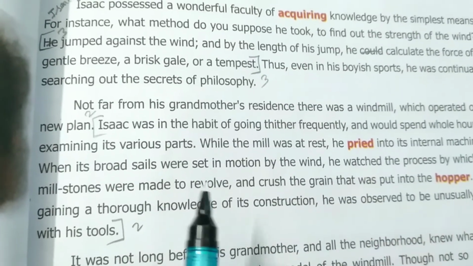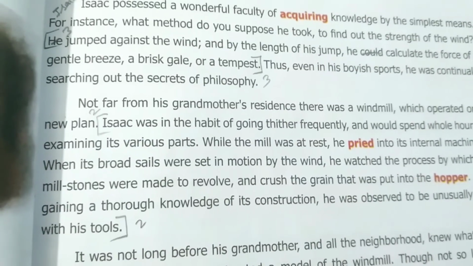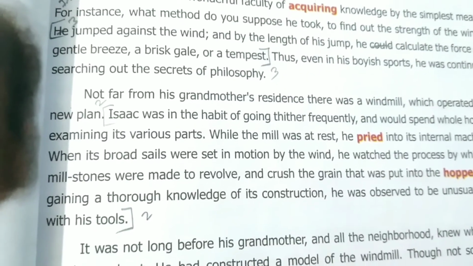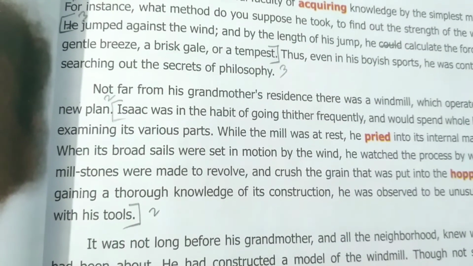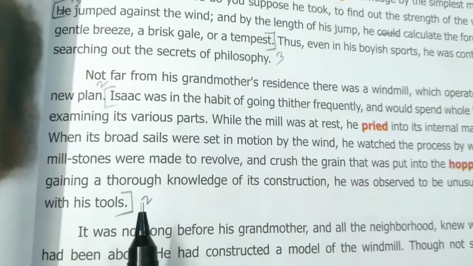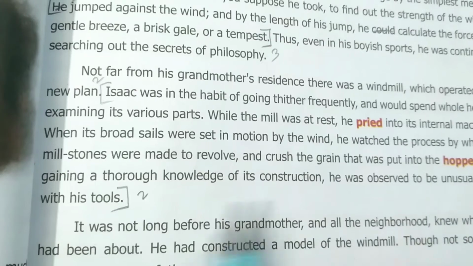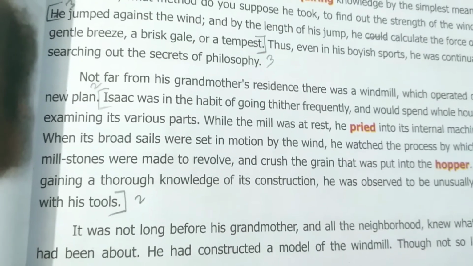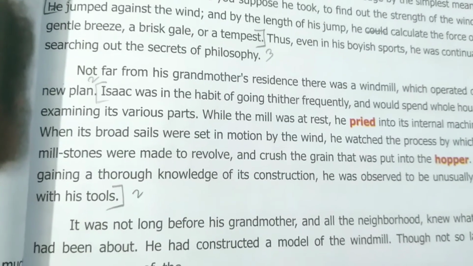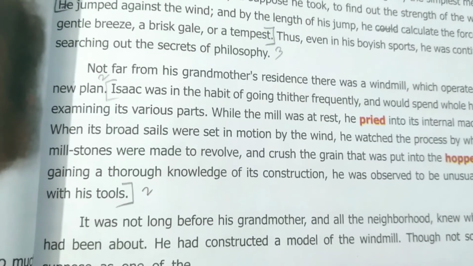So once Isaac Newton went there, he was watching it closely. When the windmill was not in use, he started rearranging the parts. He would disassemble the parts and then reset them again. After gaining a thorough knowledge of its construction, he was observed to be unusually busy with his tools. Once he knew it well, he started to construct one by himself, getting ready to build a windmill with his tools. He was observing it so well.